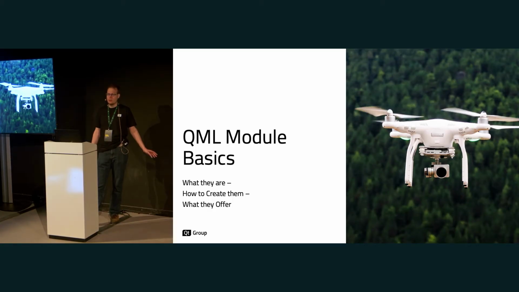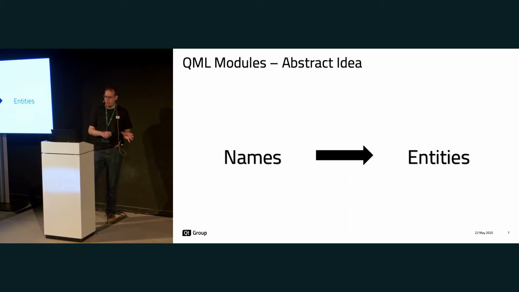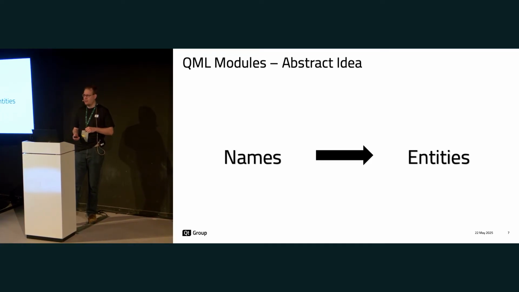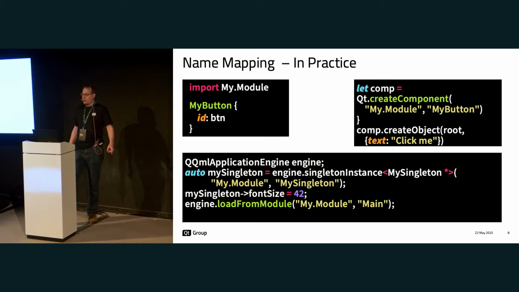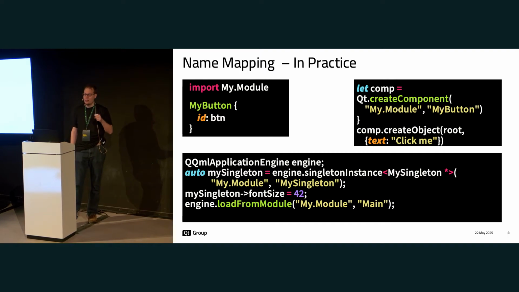If you look into our documentation at a very abstract level, it's a mapping from names to entities. That's totally true and totally unhelpful. So what does it mean in practice? Let's take a look. The easiest part is you have your normal QML file, you do an import statement, and now you have some my button, and you can probably guess, well, that must come from my.module. So far so good.